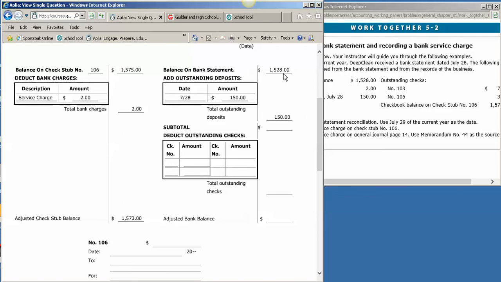Now, if our bank statement balance says $1,528, but we deposited more money since that bank statement was issued, we need to make sure we add that amount. So we're going to add the $1,528 and the $150 to give us $1,678.